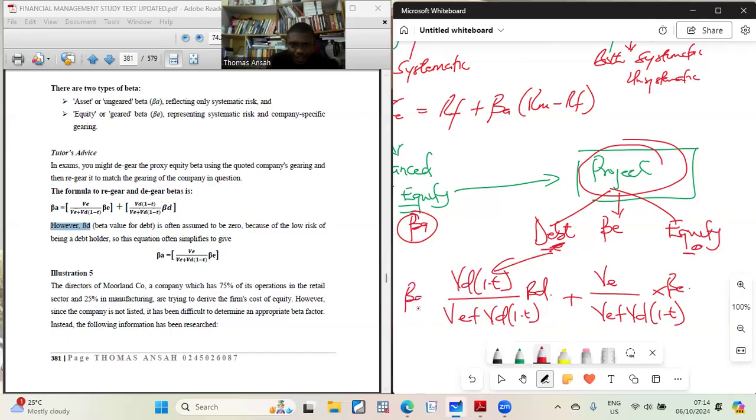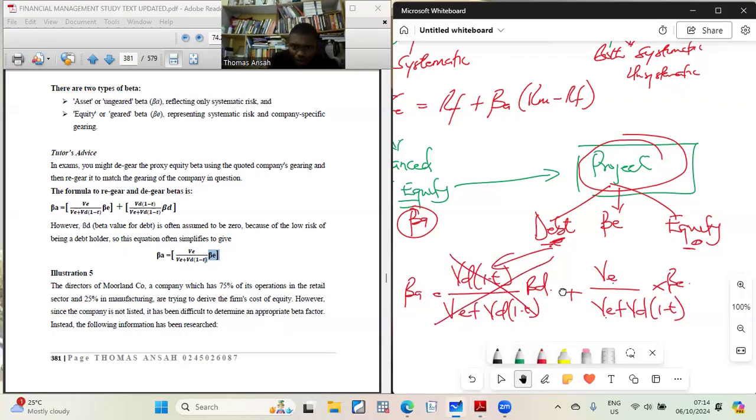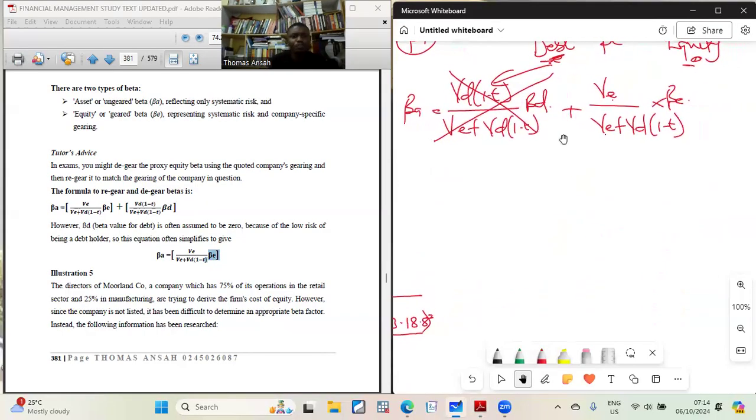But you see, we said that in the beta A perspective, the company doesn't have debt. So this one will go away. Debt is assumed 0. So the only thing we'll be left with in the formula is BA equal to VE over VE plus VD, 1 minus T, multiplied by the beta of the equity. But we are doing project specific. The project should be beta E.